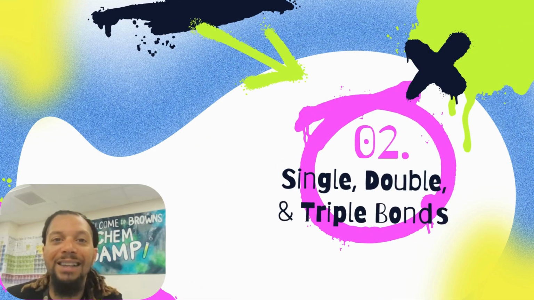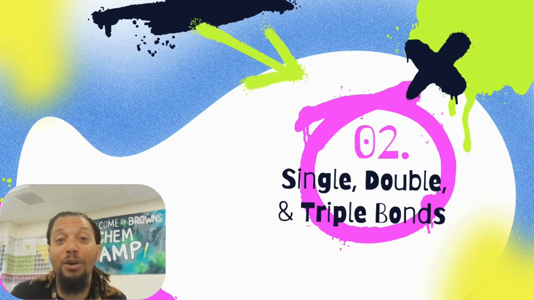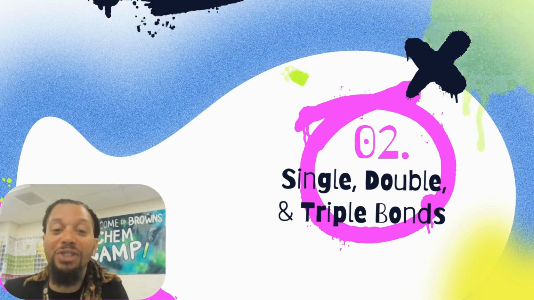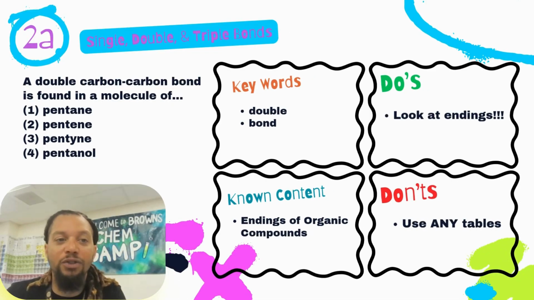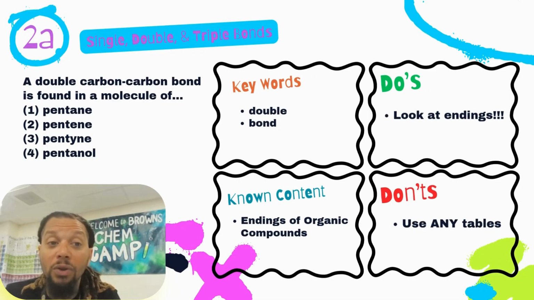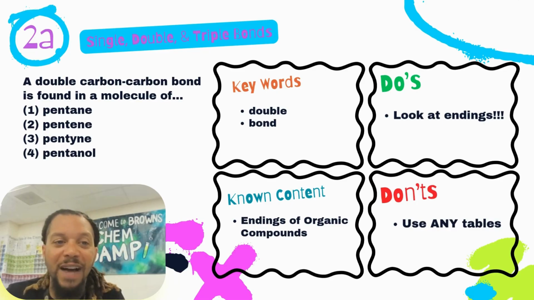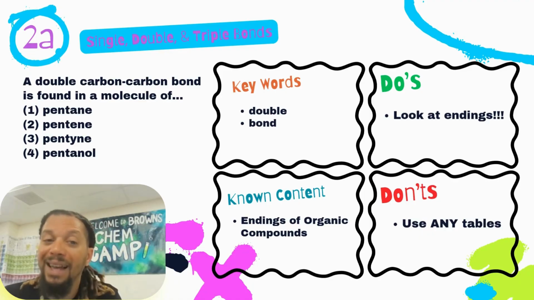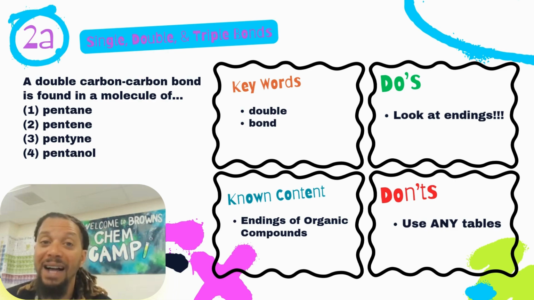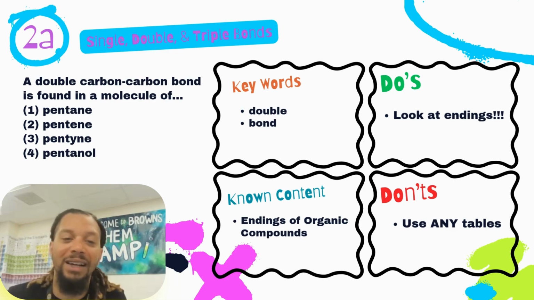Okay, so for our next category in the organics Regents Prep ChemTalk with Mr. Brown: single, double, and triple bonds. Let's see what it is. In the first question, a double carbon-carbon bond is found in a molecule of which one of these choices? The keywords here: double and bond. We're talking about a bond that is a double bond.